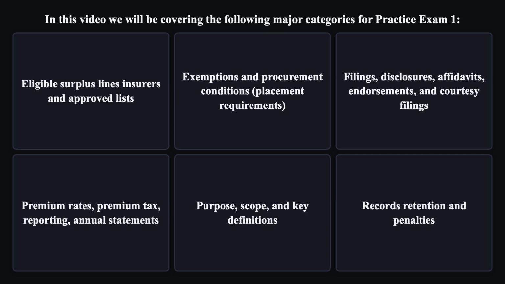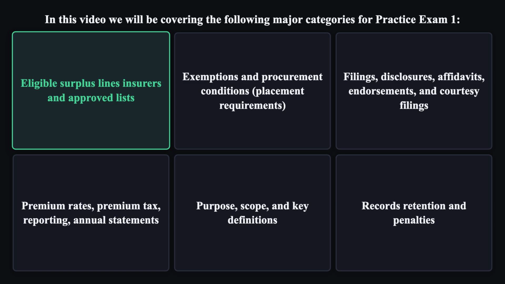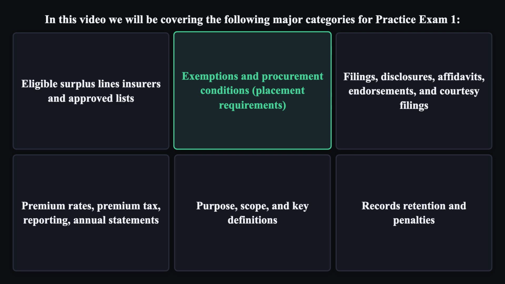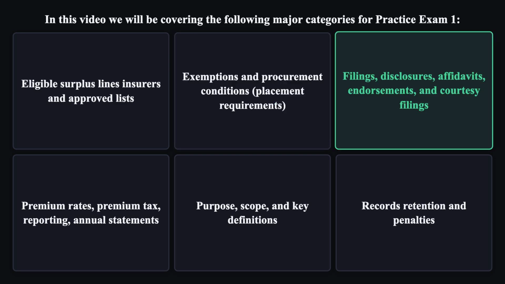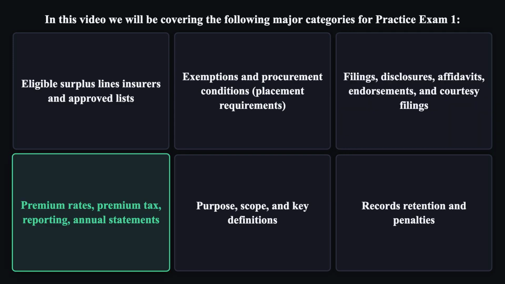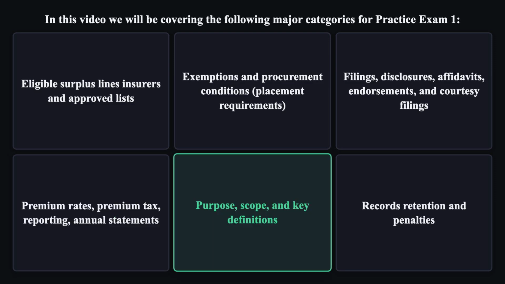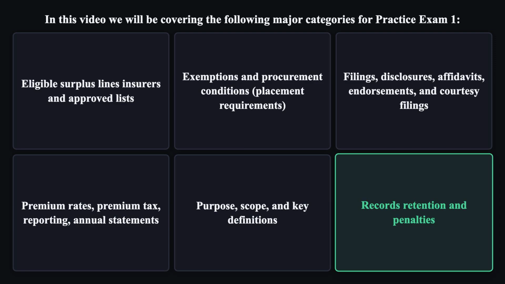In this video, we will be covering the following major categories for Practice Exam 1. Eligible surplus lines insurers and approved lists. Exemptions and procurement conditions. Filings, disclosures, affidavits, endorsements, and courtesy filings. Premium rates, premium tax, reporting, annual statements. Purpose, scope, and key definitions. Records retention and penalties.